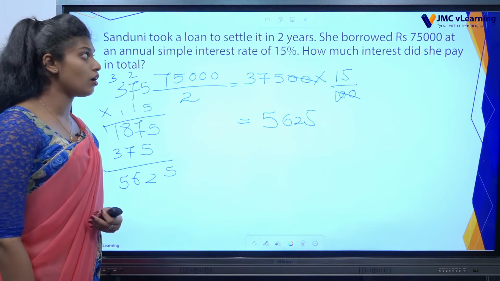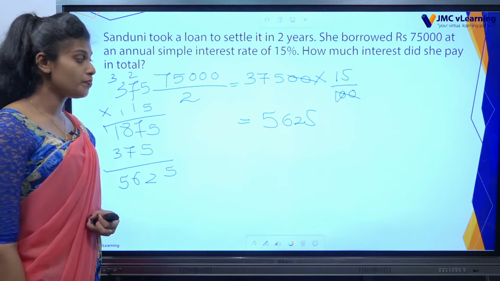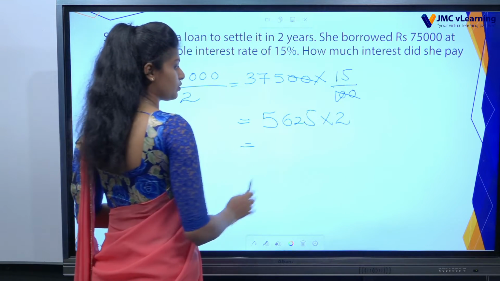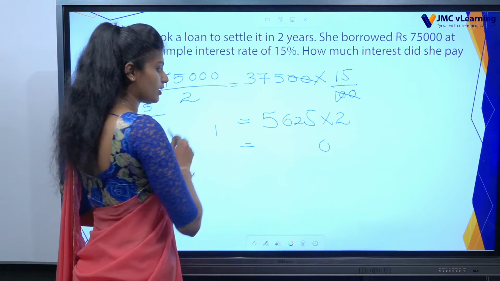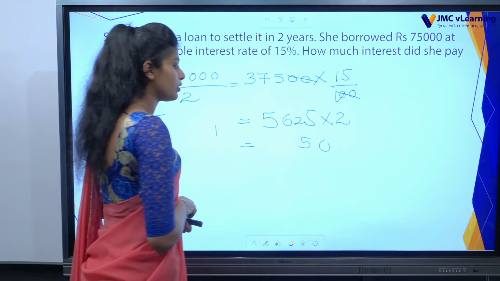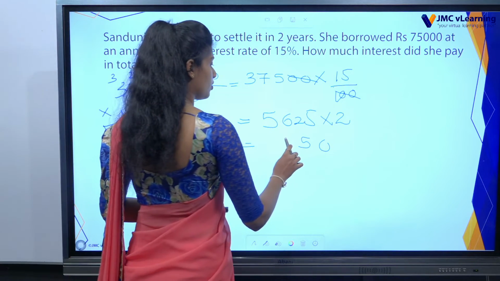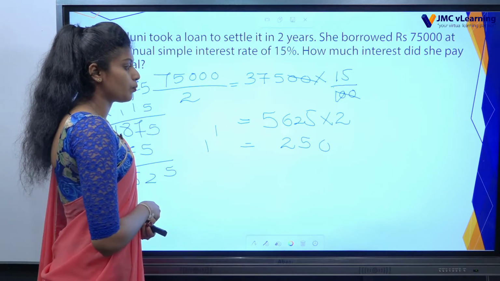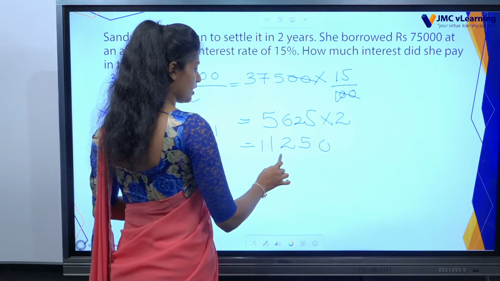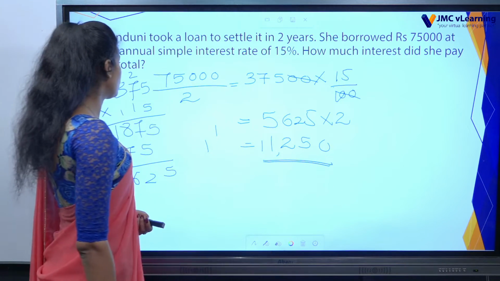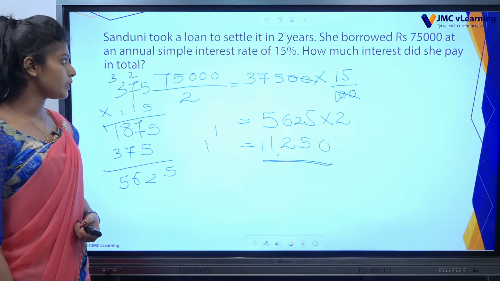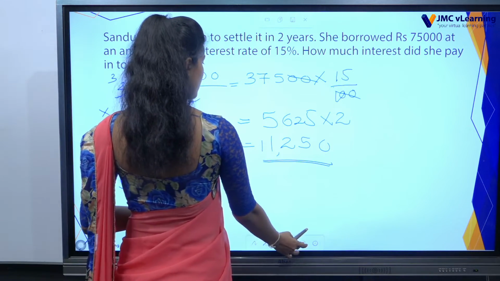she is settling that loan in 2 years. So what you have to do? This one you have to multiply by 2. Then 2 into 5, 10, put 0, 1 left. Then 2 into 2, 4, add 1, 5. 2 into 6, 12, put 2, 1 left. 2 into 5, 10 and 1, 11. That means the total interest is 11,250. Then let's do this sum in another way.